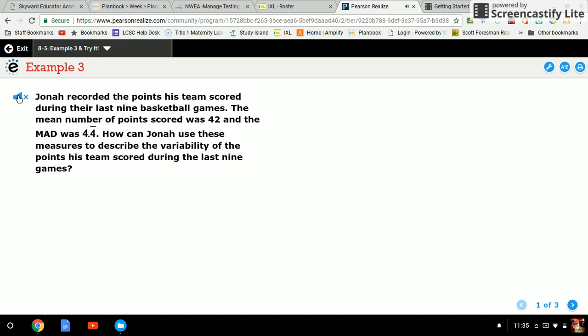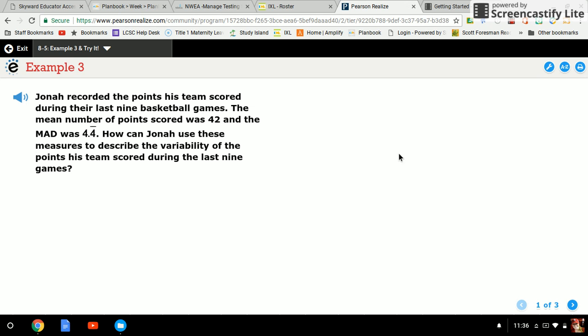Jonah recorded the points his team scored during its last 9 basketball games. The mean number of points scored was 42, and the MAD was 4.4 repeating. How can Jonah use these measures to describe the variability of the points his team scored during the last 9 games?